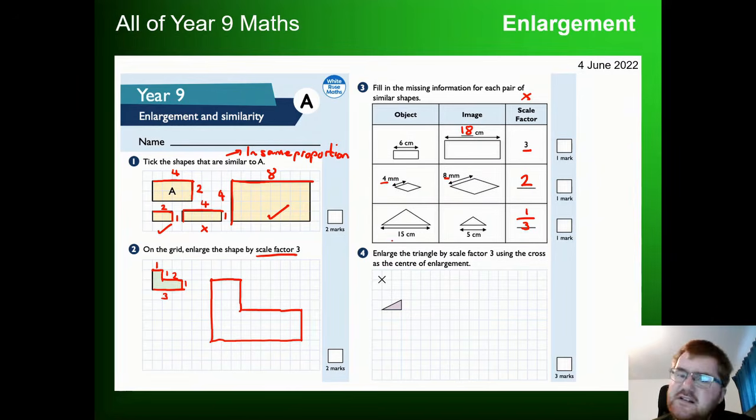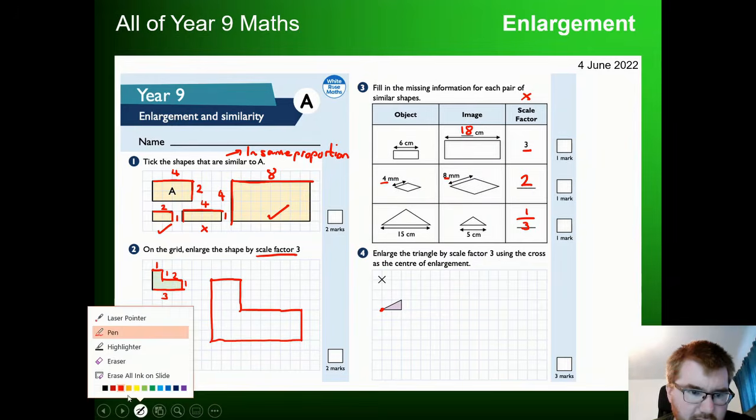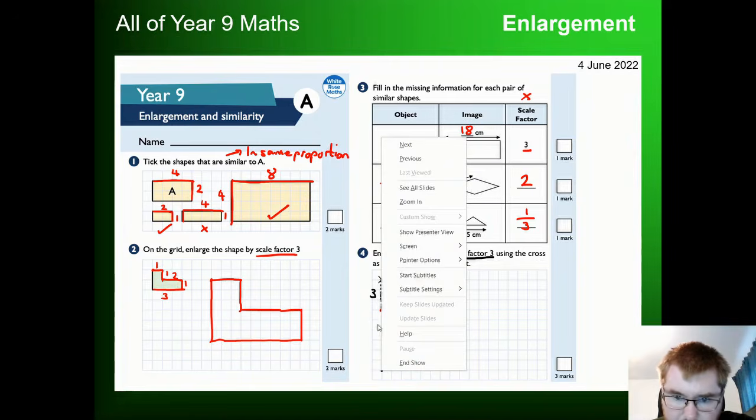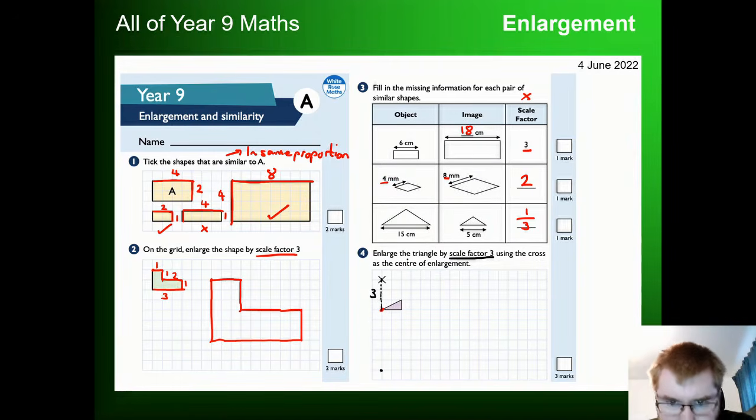Now question 4 is different to question 2 because we have a point of enlargement. The way I do this is I take a random point on my shape. So let's take this one here. And I look, what do I need to do to go from our center of enlargement to this point? I need to go 3 downwards. Now because we have scale factor 3 again, instead of 3 downwards, I need to do 3 times 3, which is 9, so I need to go 9 downwards. So 3, 6, and 9. So that point will go right there.